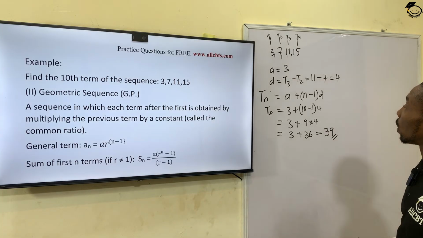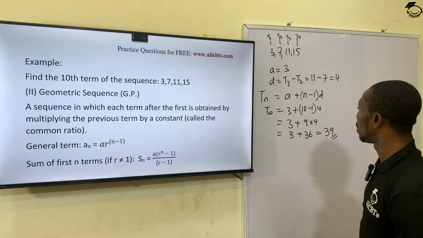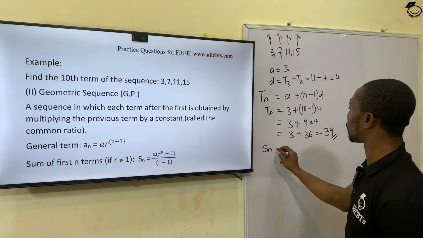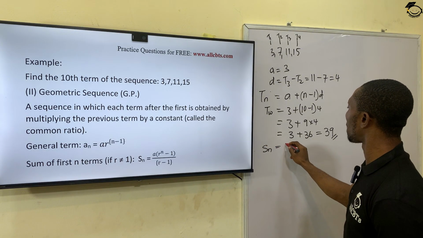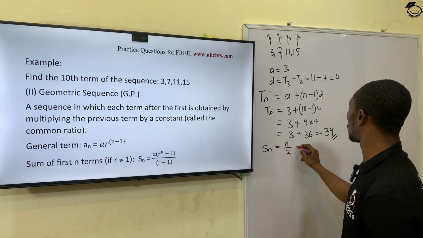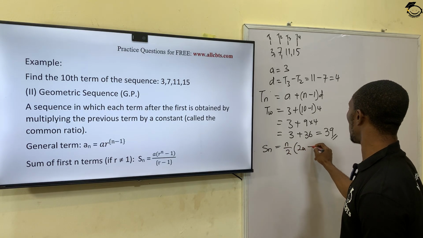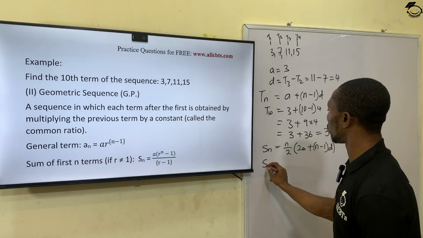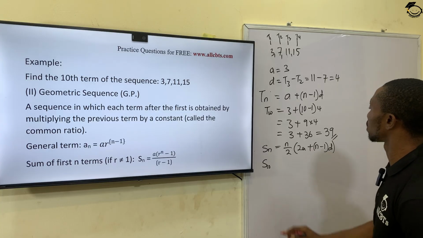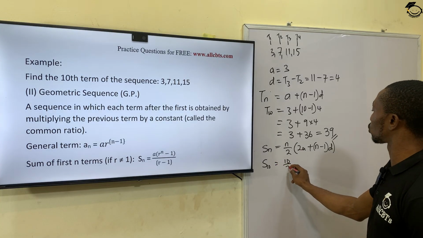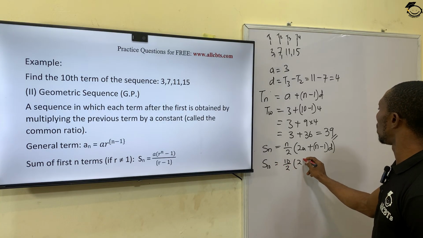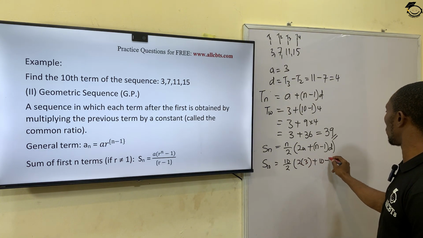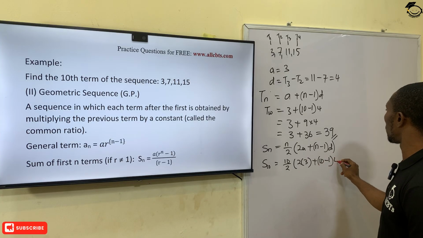And if we want to find the sum of the first 10 terms, using our formula Sn equals n over 2 brackets 2a plus n minus 1 d. Okay, now we are looking for the sum of the first 10 terms. Now this will become 10 over 2 brackets 2 times our first term here, 3, plus 10 minus 1 times 4.